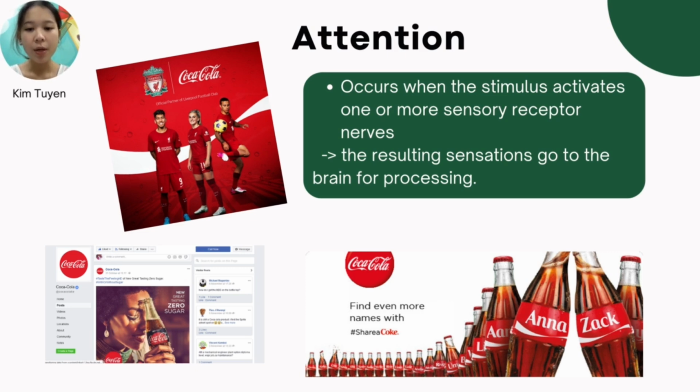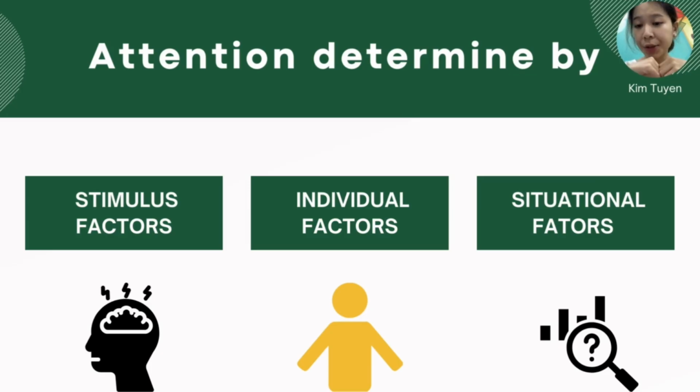And also they have social media and media engagement. Coca-Cola maintains a strong presence on social media platforms and engages with consumers through interactive and shareable content. Attention is determined by three factors. The first one is stimulus factors. The second one is individual factors, and the last one is situational factors.